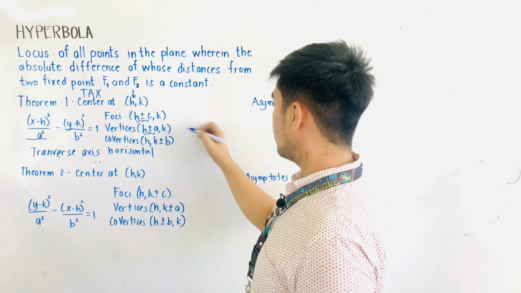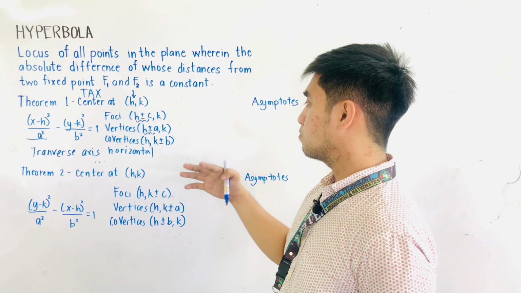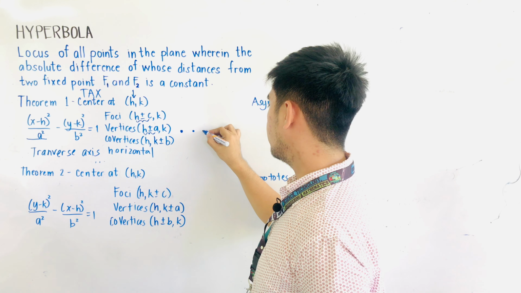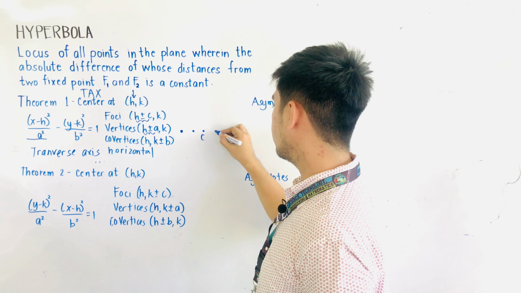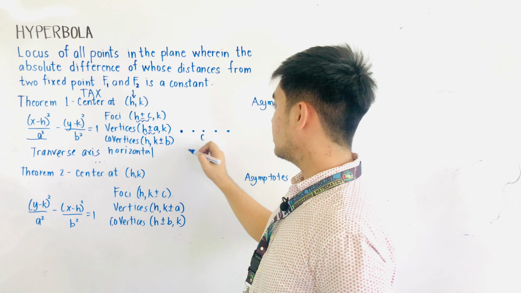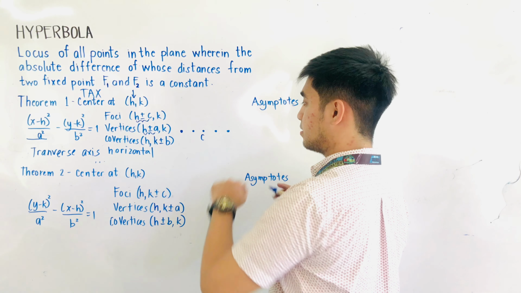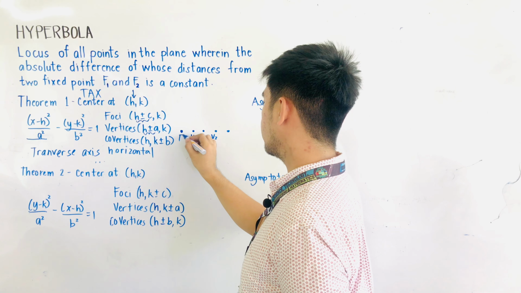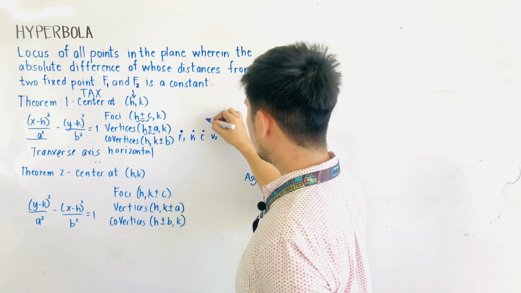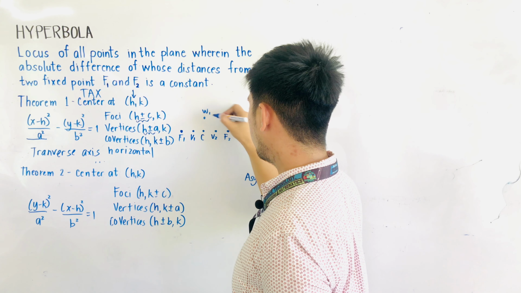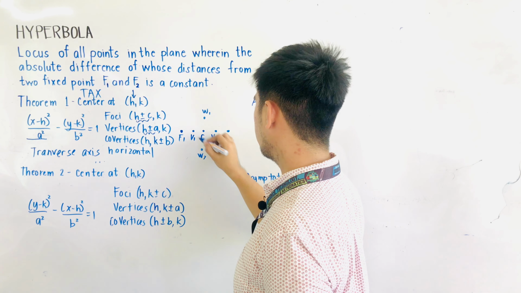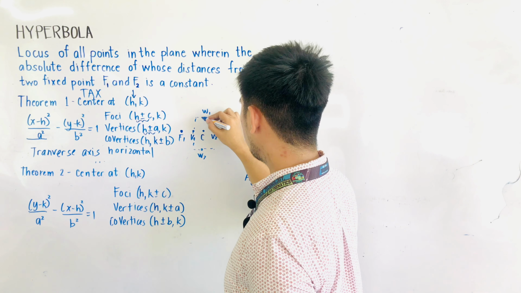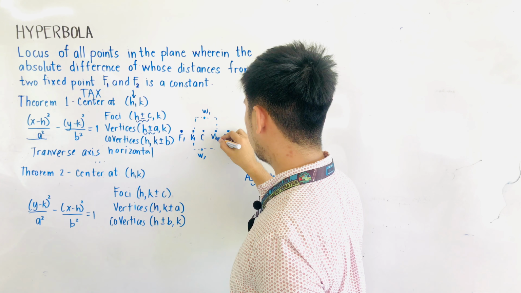So if we would be plotting, let's say this is the center. Since we are changing the value of x, this is the center, this is V1, this is V2, this is F1, this is F2. This would be W1, this is W2. In plotting the auxiliary rectangle, just connect V1, W1, and V2.